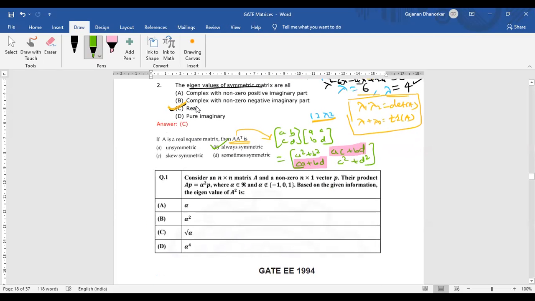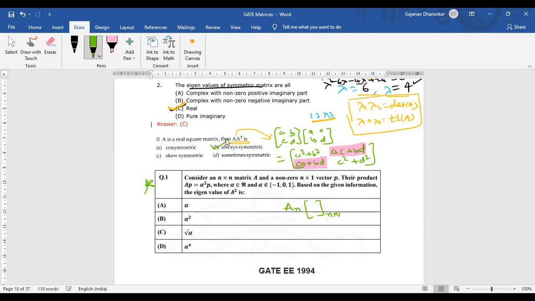Now this problem is an interesting one. This is from your comprehension level, meaning what we studied till now. Consider an n by n matrix. I have a matrix of order n by n. That means I will write an n square matrix, and a non-zero matrix. Here the non-zero matrix P is of order n by 1.